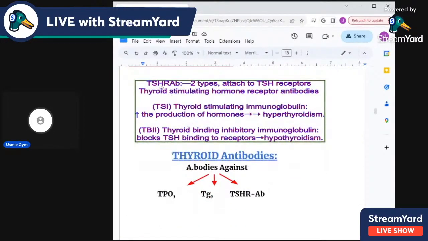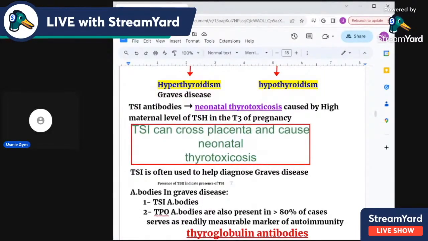Thyroid antibodies, TSH receptor antibodies: we already discussed two types. Stimulatory immunoglobulins are found in hyperthyroidism, and the second, inhibitory immunoglobulins, inhibit the thyroid TSH receptors and cause hypothyroidism. TSI antibodies, stimulatory immunoglobulins, can cross the placenta and enter the neonate in intrauterine life and cause neonatal thyrotoxicosis. So TSI can cross the placenta, as can thyroxine. So if the mother has hyperthyroidism, it may cause neonatal thyrotoxicosis.